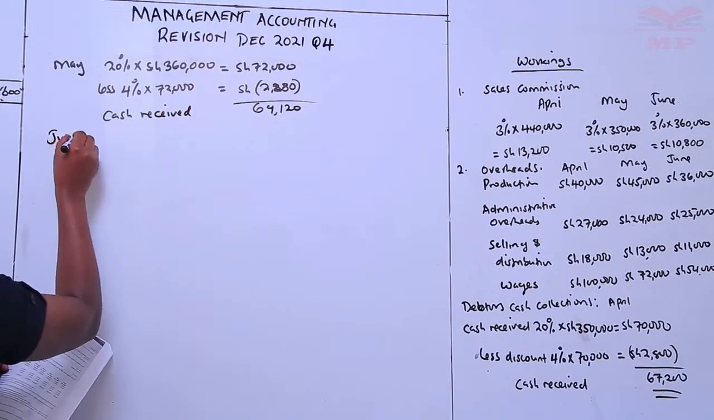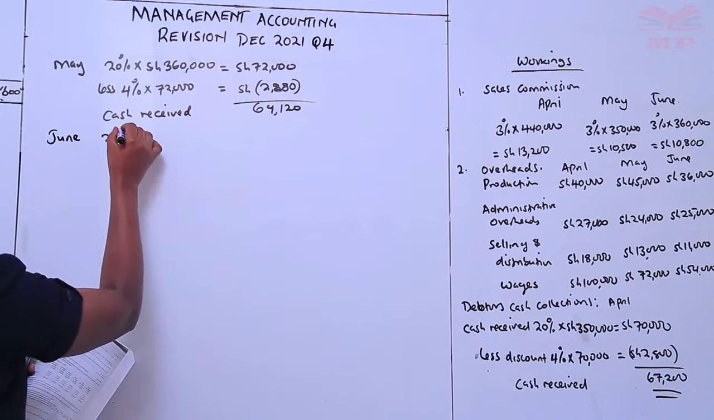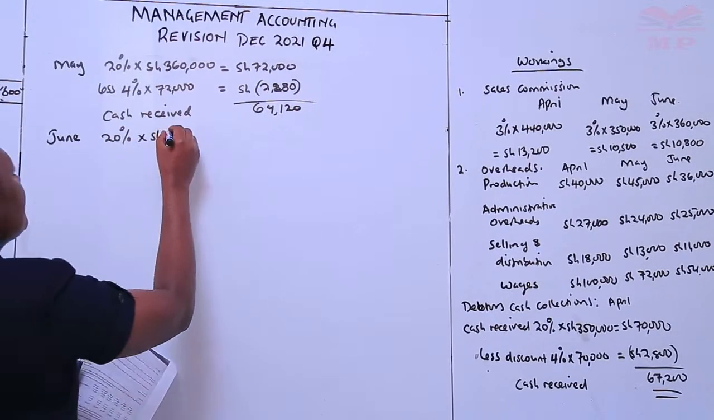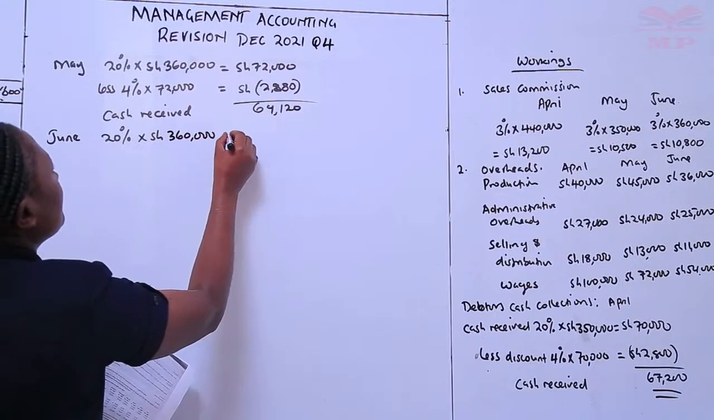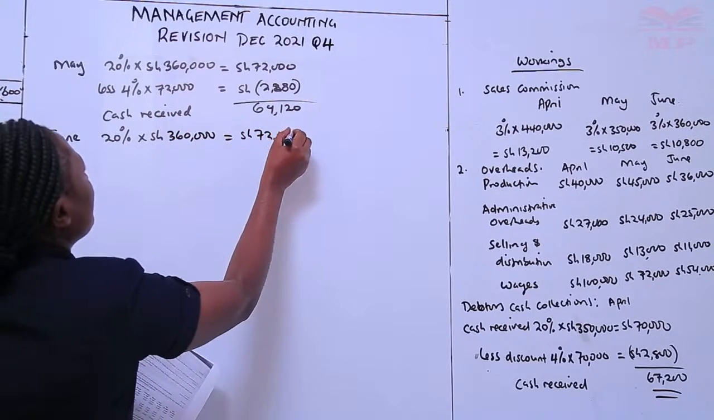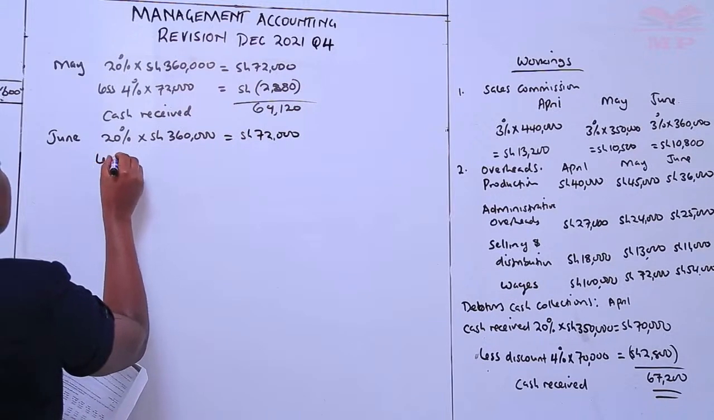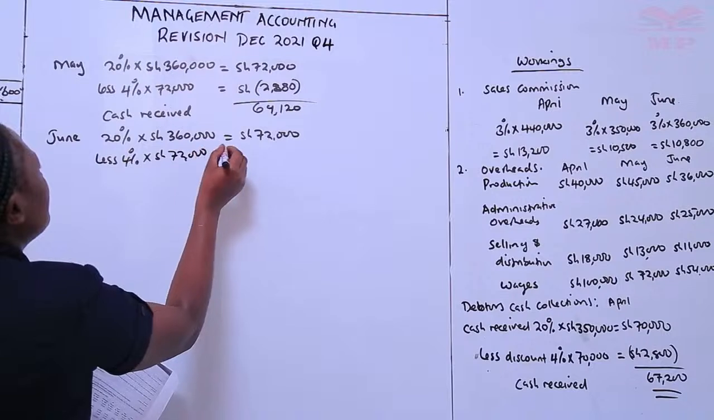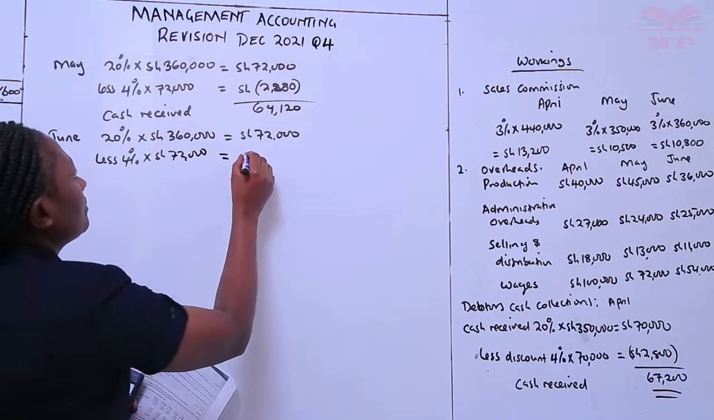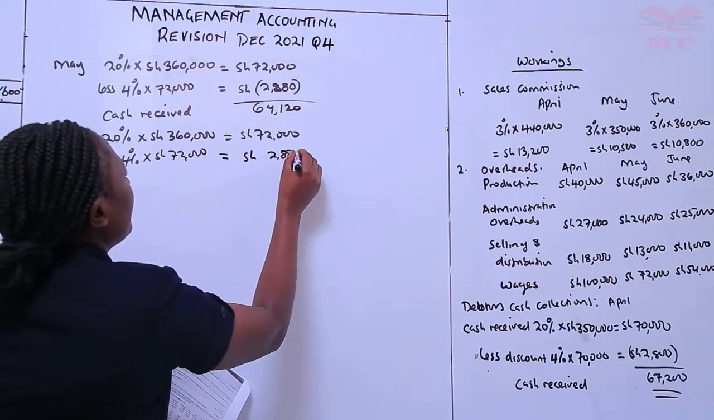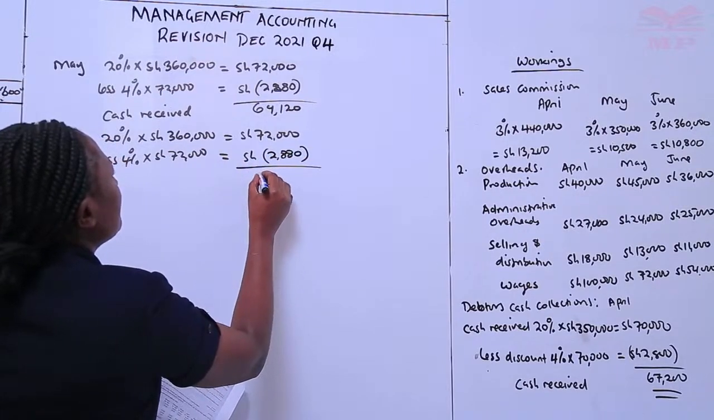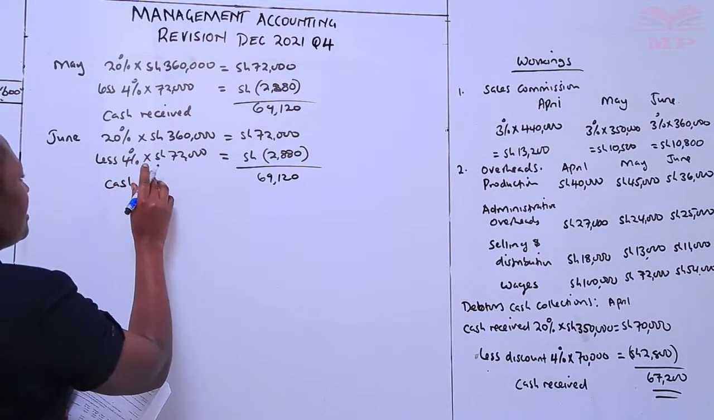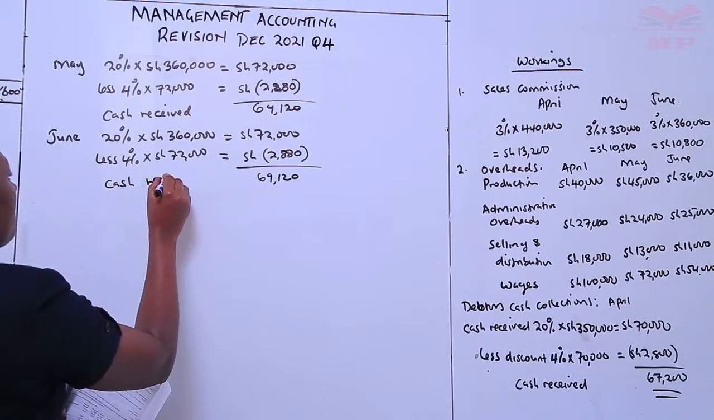Then for the month of June, we also have 20% of the June sales, which were 360,000. So this will give us 72,000, and then we less the 4% discount of the cash that was to be paid at the end of the credit period, which will be 2,880. So when you subtract this, we'll get 69,120. This will also be the cash to be received.